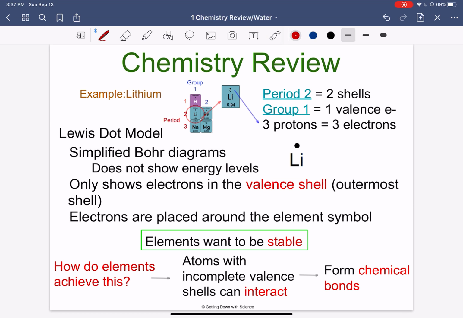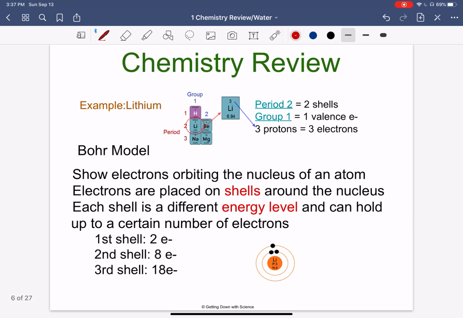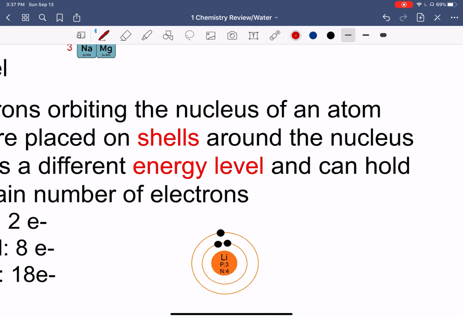A simplified Bohr diagram, actually, let me back up here. You see how this one actually has all of the rings involved. For example, lithium has 3 protons, so 3 electrons. Let me zoom in here and show you, we'll do carbon. Carbon has 6 protons, so it has 6 electrons. The first ring holds up to 2, and then the outermost can hold 1, 2, 3, 4.